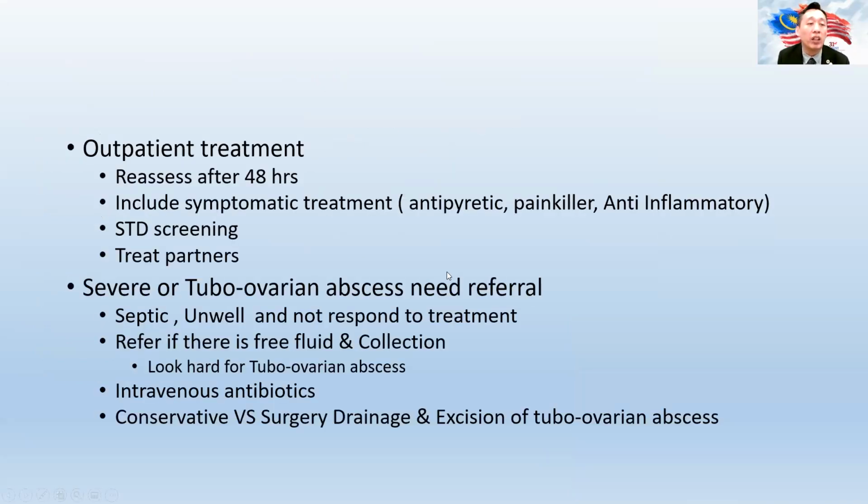So you can treat them as outpatients. We assess them after 48 hours. Include symptomatic treatment: antipyretic, painkiller, anti-inflammatory, screen for STD, and treat their partner also. For severe cases and tubo-ovarian abscess, they need a referral, especially when they are septic, unwell, and don't respond to your treatment. Refer if there's free fluid and collection. Look hard for tubo-ovarian abscess. If there's no tubo-ovarian abscess, you can treat them for PID, no problem. Or sometimes we require intravenous antibiotics. Management is conservative most of the time, rarely requiring surgical drainage and excision of the tubo-ovarian abscess.